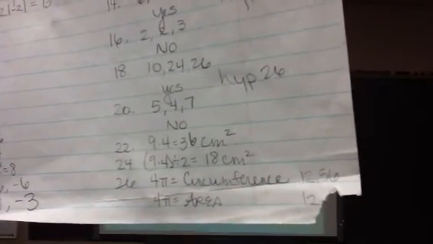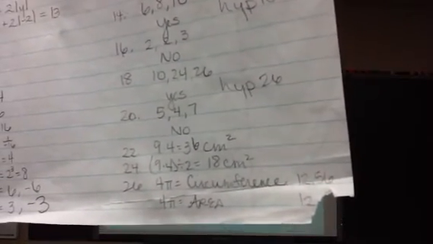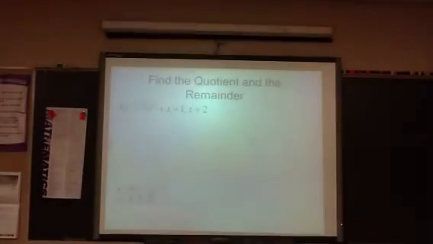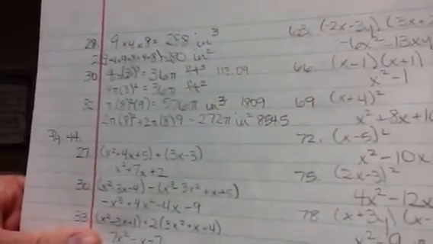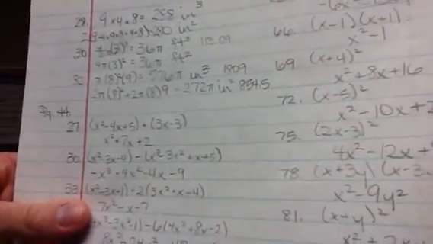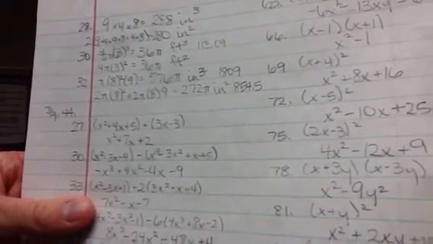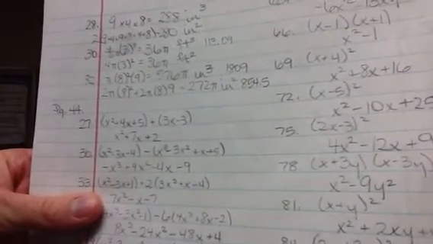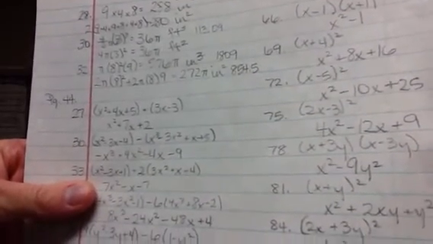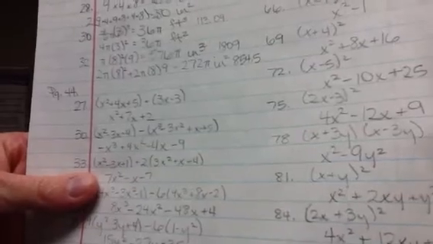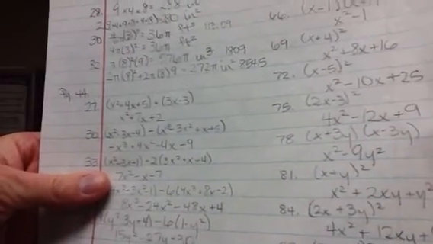22, yes, it must be labeled correctly, is 36 centimeters squared. 24 is 18 centimeters squared. 26 is 12.56 units, and 12.56 units squared. For number 28, I got 288 inches cubed and 280 inches squared. 30, I got 113.09 feet cubed and 113.09 feet squared. 32, 1809 inches cubed and 854.5 inches squared.